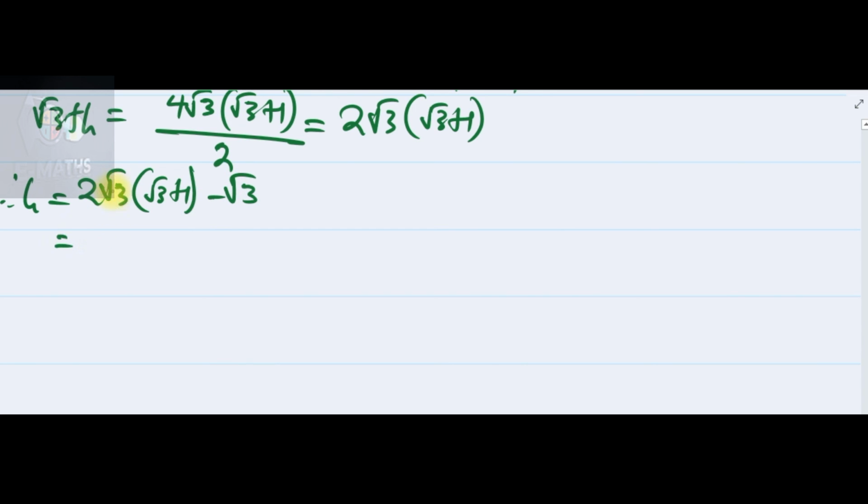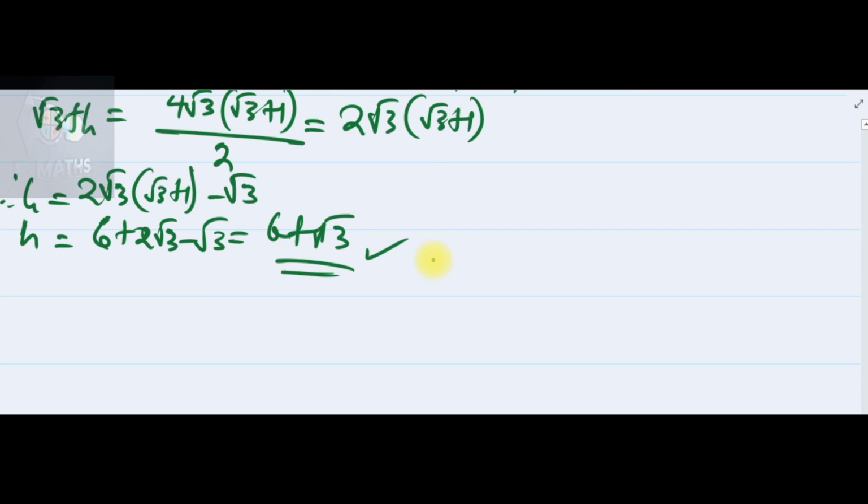So which is 2 root 3 times root 3, which is 3 times 2, so 6. This time it is plus 2 root 3 minus root 3. So our final answer is 6 plus root 3. So that's the height of the mountain. So that's the final answer. Thank you.